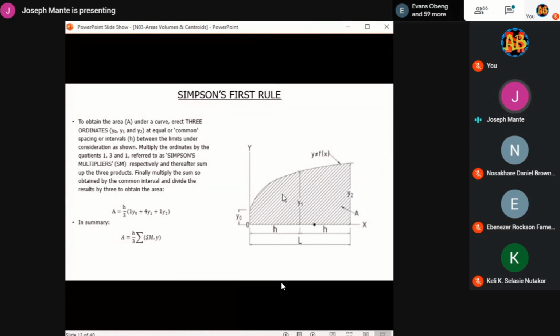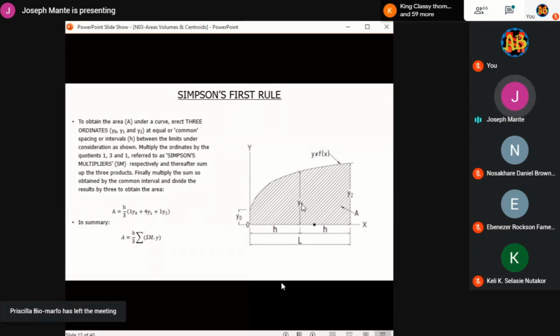So we have A, which is equal to the intervals that you have. From y naught to y2, the interval y1 is h, so you divide it by 3. Already you have divided it into 3 parts. Then you multiply y naught by the Simpson's multiplier, you multiply the 4 by y1, then you multiply y2 by the Simpson's multiplier. So in summary, we are getting the area of this particular object to be h over 3 times the sum of the Simpson's multiplier multiplied by the intervals that you have.